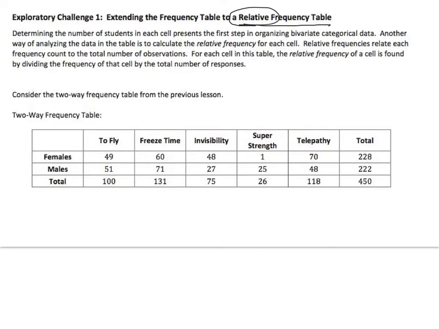Determining the number of students in each cell presents the first step in organizing bivariate categorical data. Another way of analyzing the data in the table is to calculate the relative frequency for each cell. Relative frequencies relate each frequency count to the total number of observations. For each cell in this table, the relative frequency of a cell is found by dividing the frequency of that cell by the total number of responses.